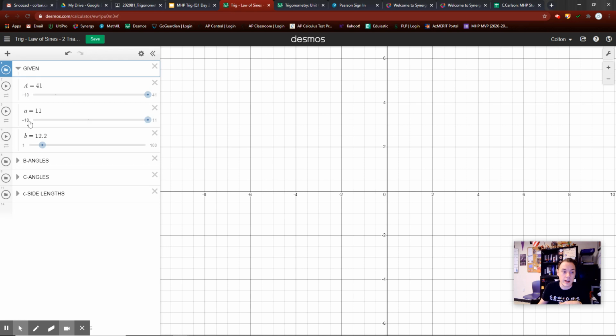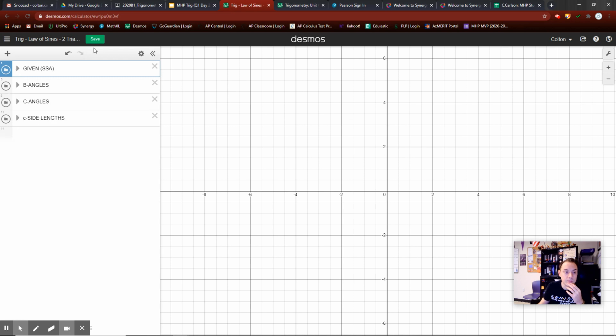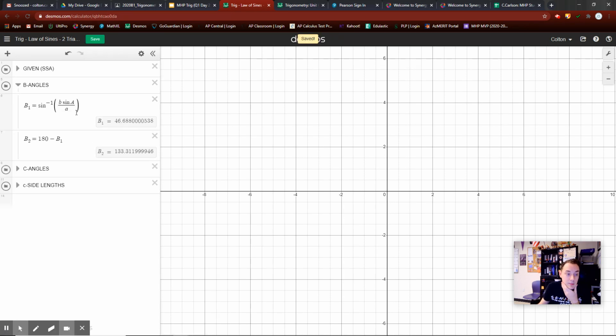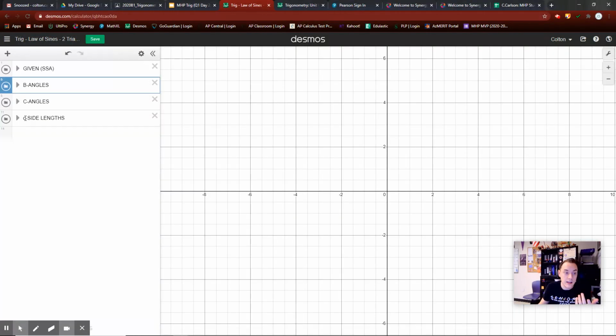But this is what you're given, your side angle. So your angle side, real pain in the butt. Okay, so this is what you're given, your side angle. And then these are your B angles, and I just put them in there and it calculates it for you. And then these are your C angles, it calculates it for you, and then these are your side lengths.